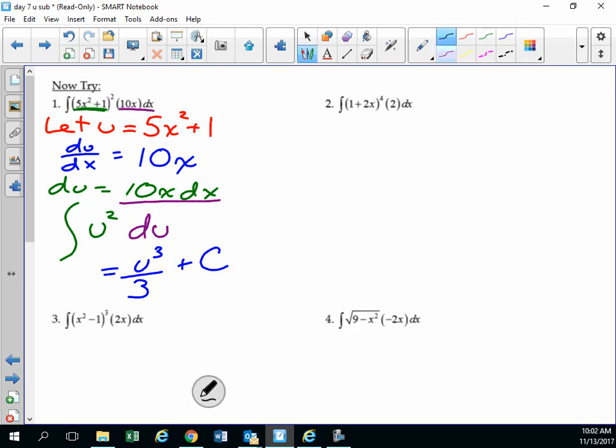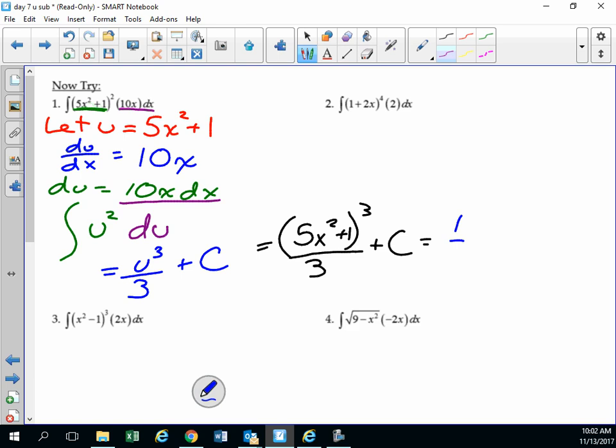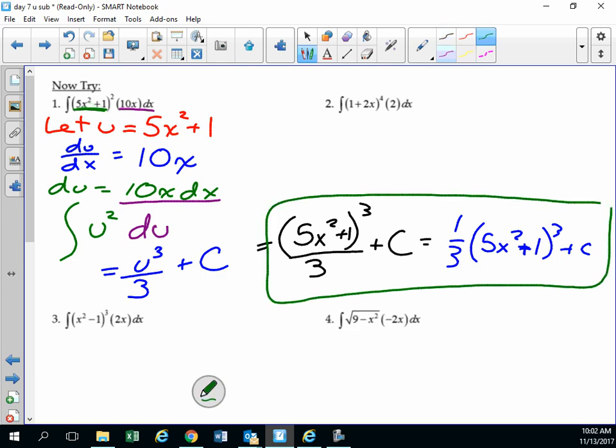And my last step is to put it back into x's. So, 5x squared plus 1 quantity cubed over 3 plus c. By the way, because you have written this as 1/3 of 5x squared plus 1 quantity cubed plus c. I don't care which way you write it. They are both valid. We okay so far? Alright? I want you to do 2, 3, and 4 in your groups.